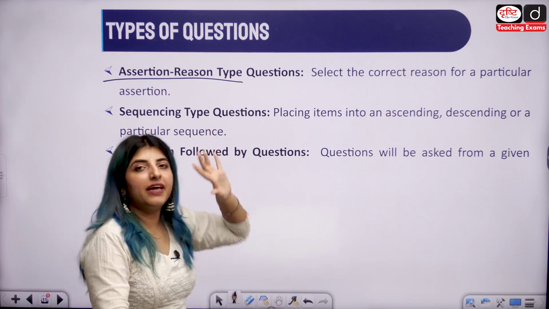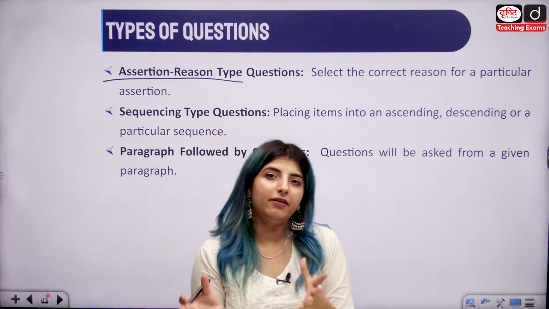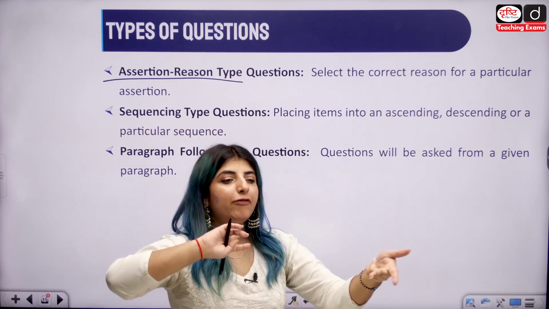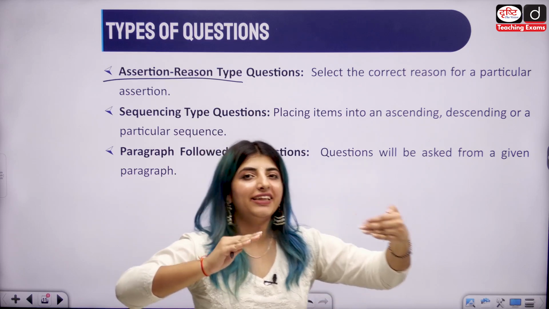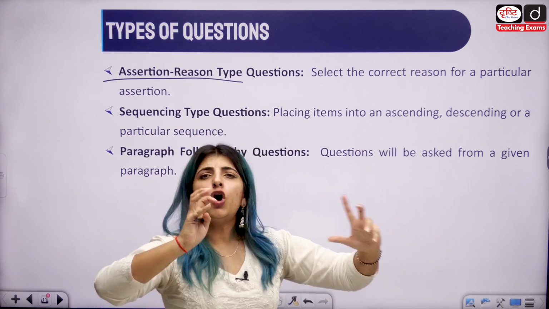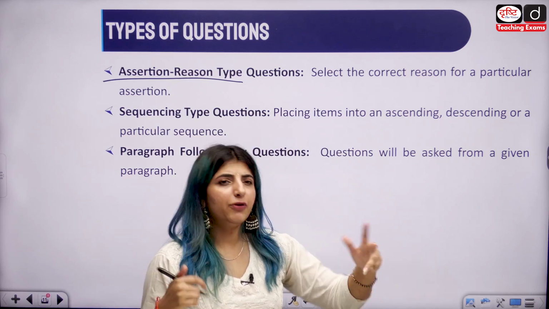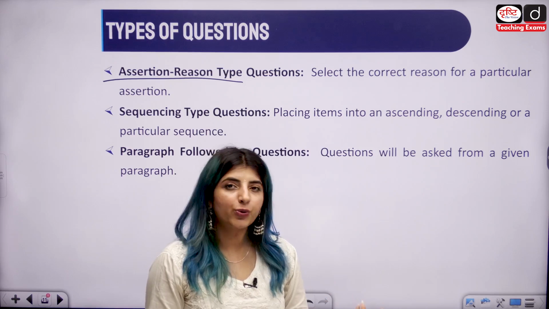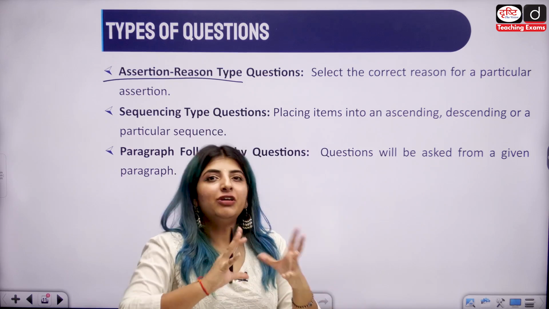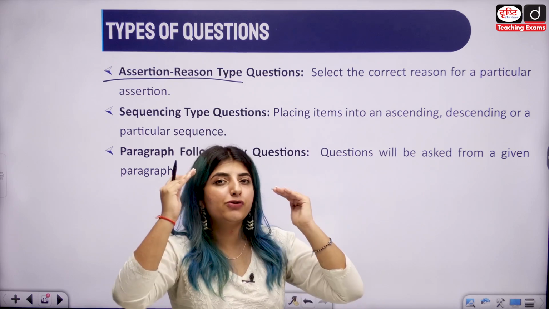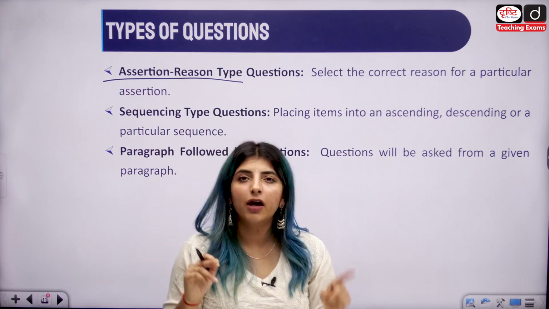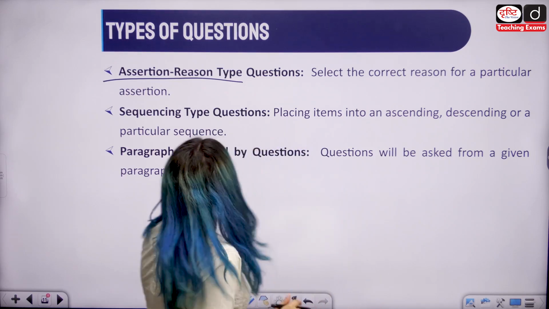Assertion reason type, they will give you an assertion and reason for the same, where you will have to see if the assertion only stands out and the reason is not really going with that. So assertion is all right, assertion is true, but the reason is not the correct explanation, so on and so forth. So that's the assertion reason question, where you will have to use your critical thinking skills a little bit, because they want to judge you on that.